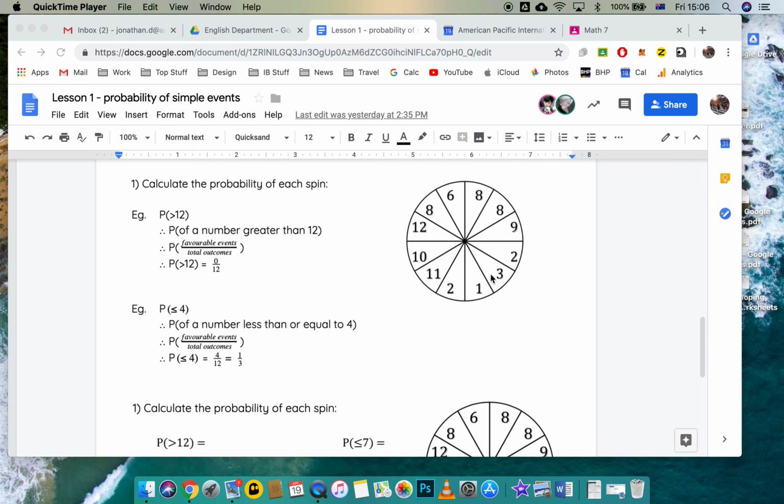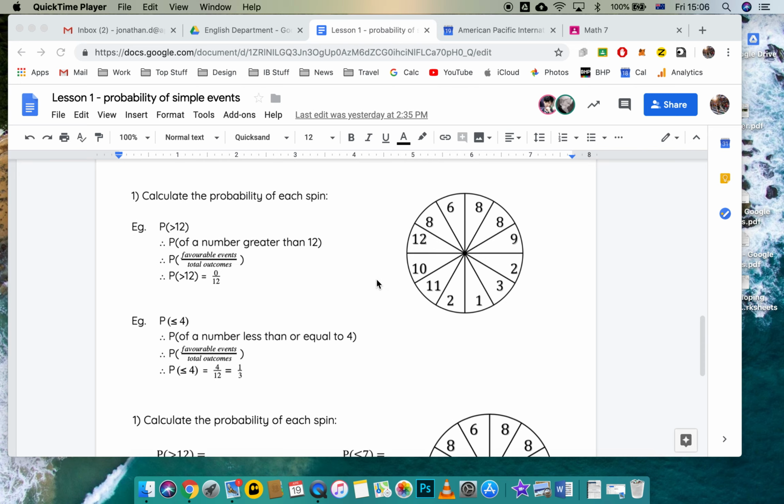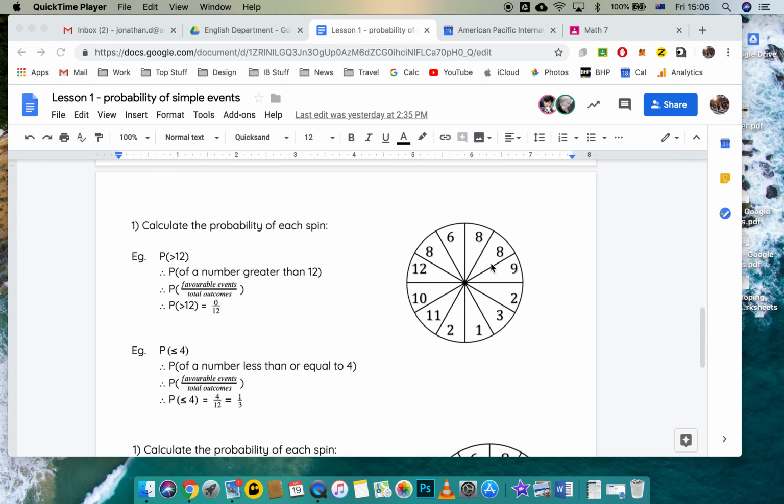The 2, the 1, the 3, and the 2. These numbers are all less than 4. So there's 1, 2, 3, 4. There's 4 favorable outcomes out of 12. And we can simplify that to a 1 in 3 chance. Okay, so it's a 1 in 3 chance that the number will be less than 4.